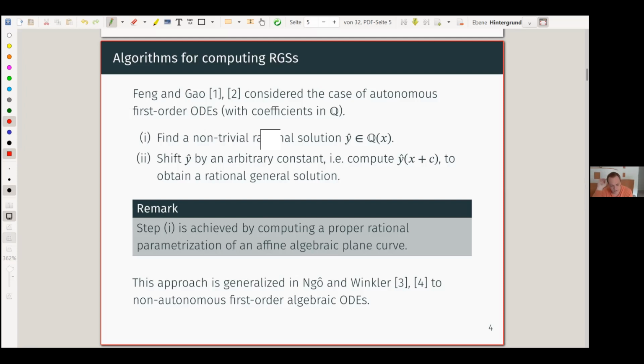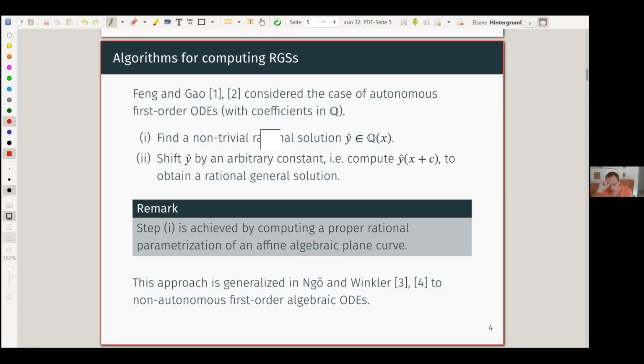And they studied a very simple kind of differential equation, a first order autonomous one, which means the x doesn't appear in the differential equation, and with coefficients just in Q. And they had a very neat idea for constructing a general solution. First, they would look for a non-trivial rational solution, which means a solution where the x appears in y hat.